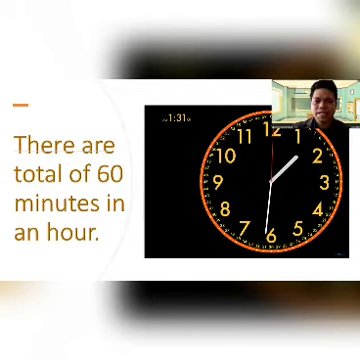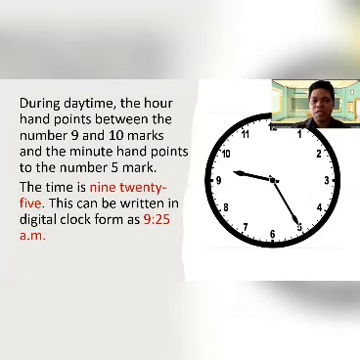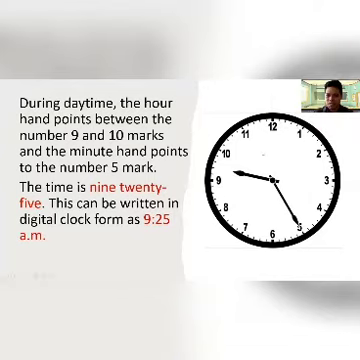There are a total of 60 minutes in an hour. During daytime, the hour hand points between the number 9 and 10 marks, and the minute hand points to the number 5 mark. The time is called 9:25. This can be written in digital clock form as 9:25. For you to see the picture, it shows like this. So 9, and then the minute hand points to the 5. When you count by 5: 5, 10, 15, 20, 25. So the time is 9:25.